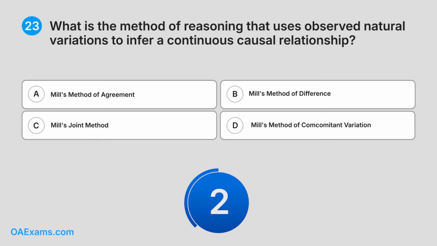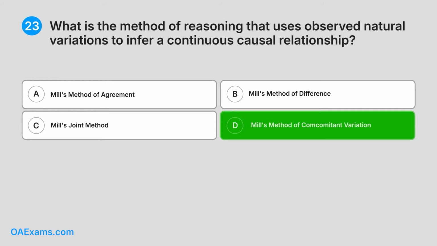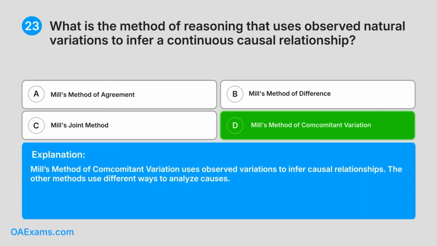Correct answer. D. Mill's method of concomitant variation. Explanation. Mill's method of concomitant variation uses observed variations to infer causal relationships. The other methods use different ways to analyze causes.